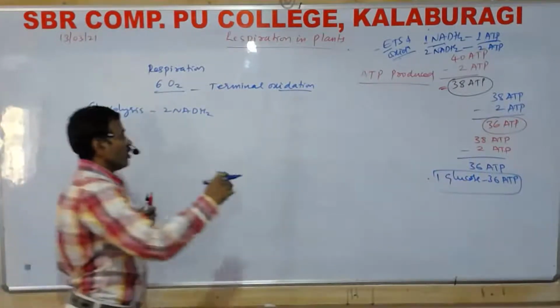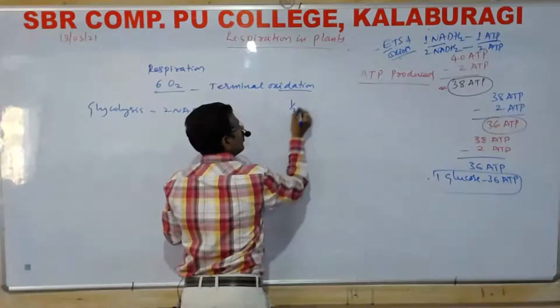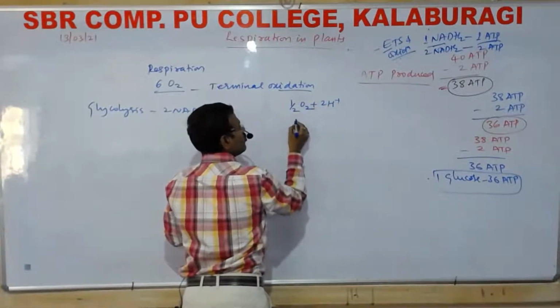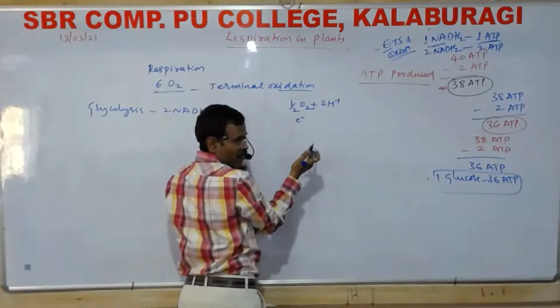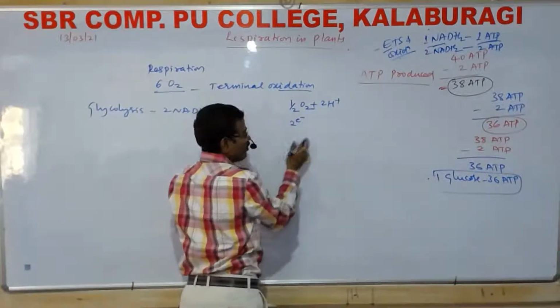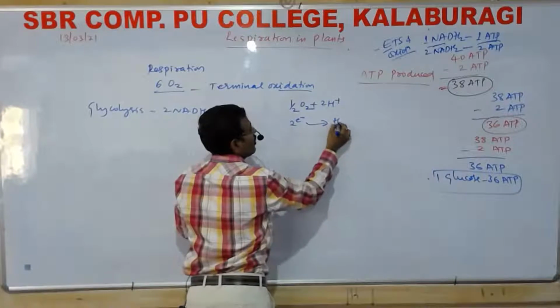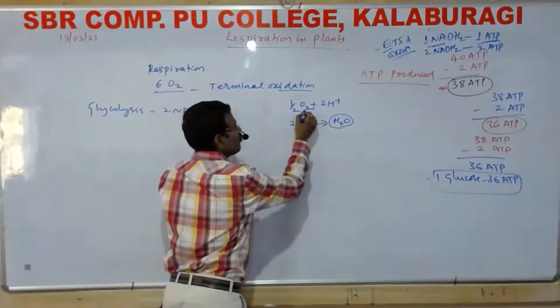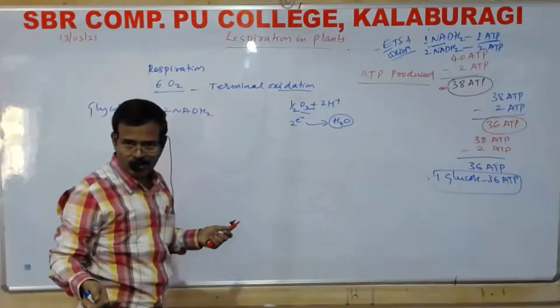Okay. See, we wrote half molecule of oxygen. It receives 2 protons and 2 electrons from cytochrome a3 and gets converted into metabolic water. So here is the step where oxygen is used, right?